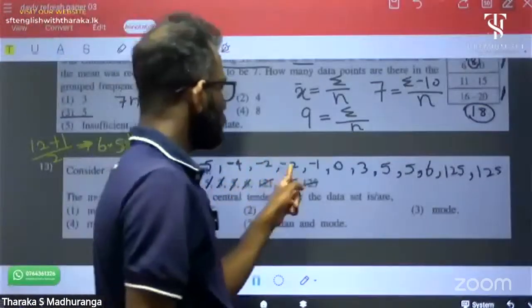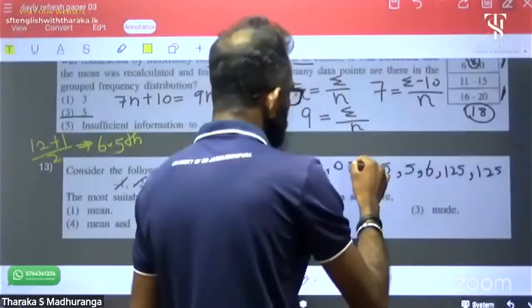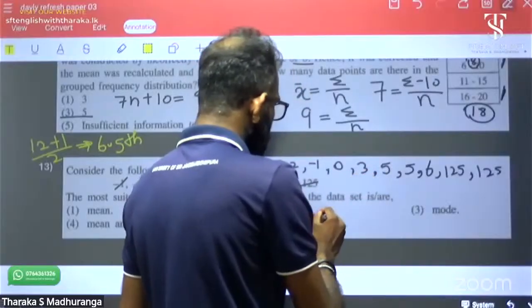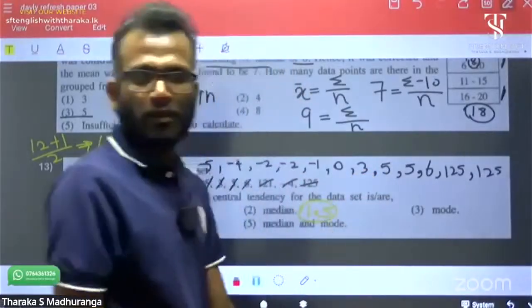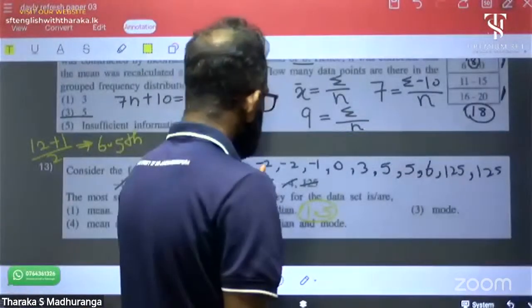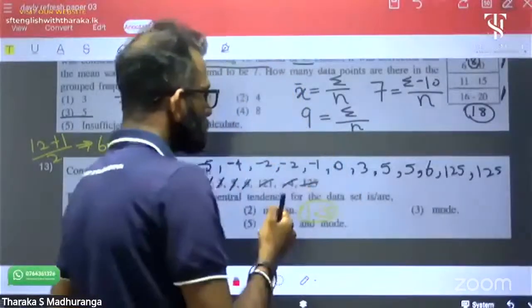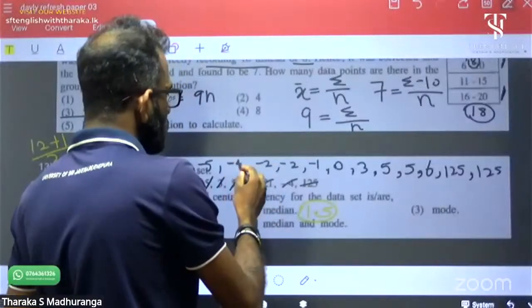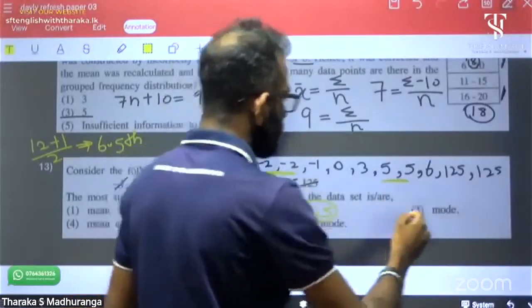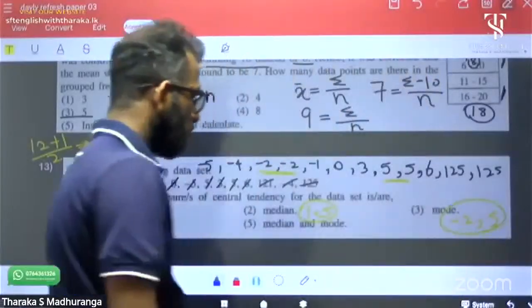1, 2, 3, 4, 5, 6. 6.5 means between the 6th and 7th values, so 1.5 is the median. Okay, what is the mode value? Minus 2 appears 2 times and 5 appears 2 times. Minus 2 and 5 are the mode values.